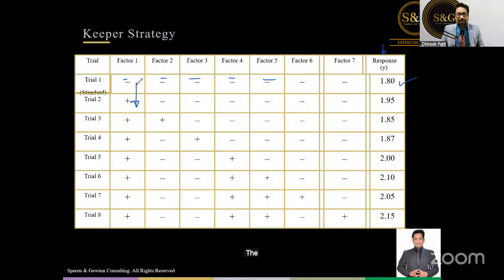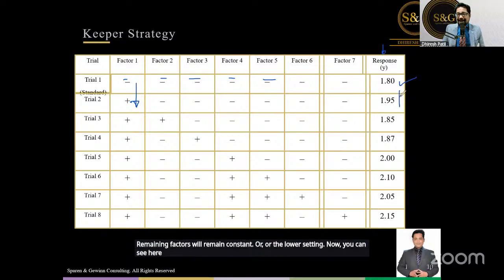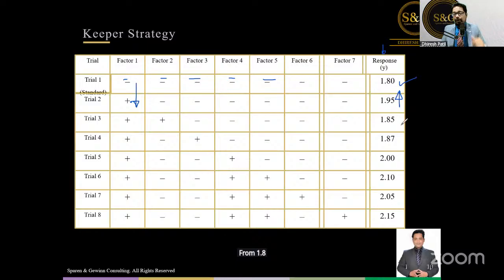In the second trial, factor number 1, they have changed. The remaining factors remain constant at the lower setting. Now you can see here the response has increased. From 1.8, it has improved to 1.95, which is desired, which they are expecting.